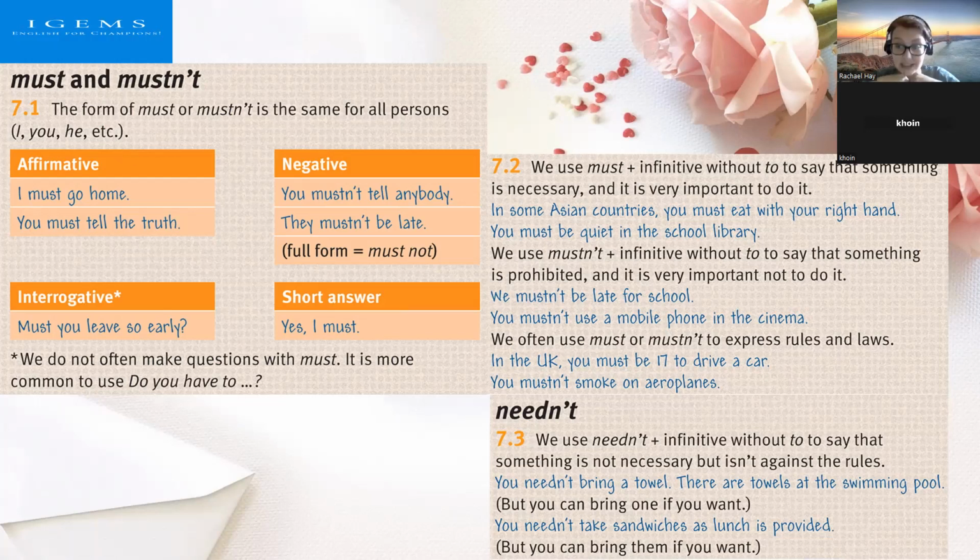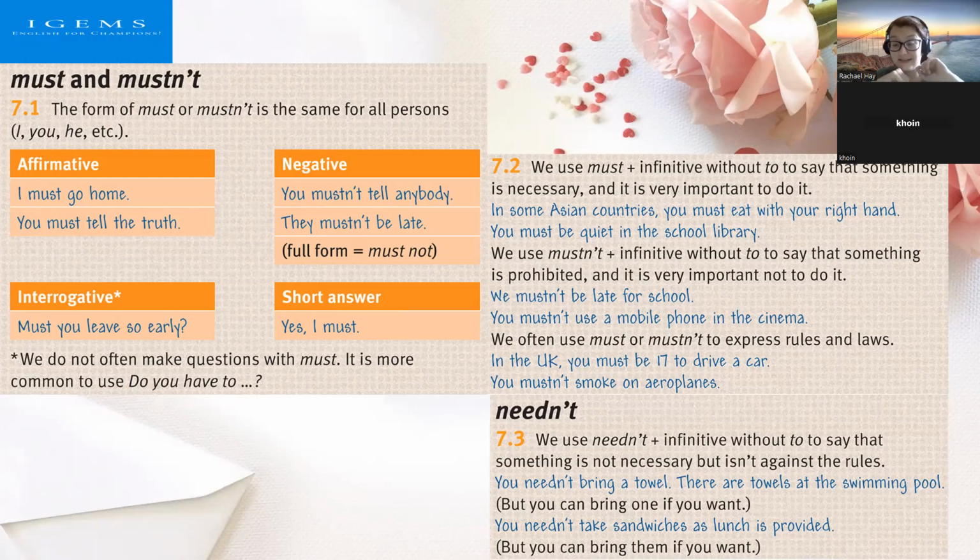So remember, we said we have a positive or an affirmative and a negative. Affirmative is yes, you can do it, you need to do it, you must do it. And the negative is when we change it and we add the not or the n apostrophe t. Because remember, mustn't is just a contraction, a smaller version of must not. So affirmative is: I must go home. You must tell the truth. Must I go to school? Negative: you mustn't tell anybody. They mustn't be late.